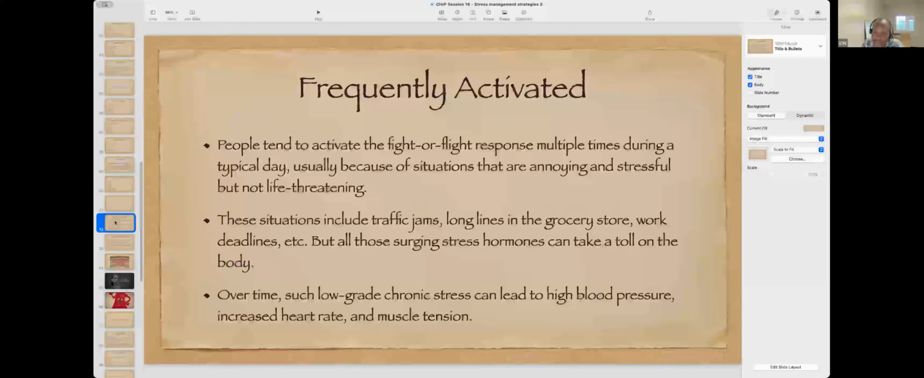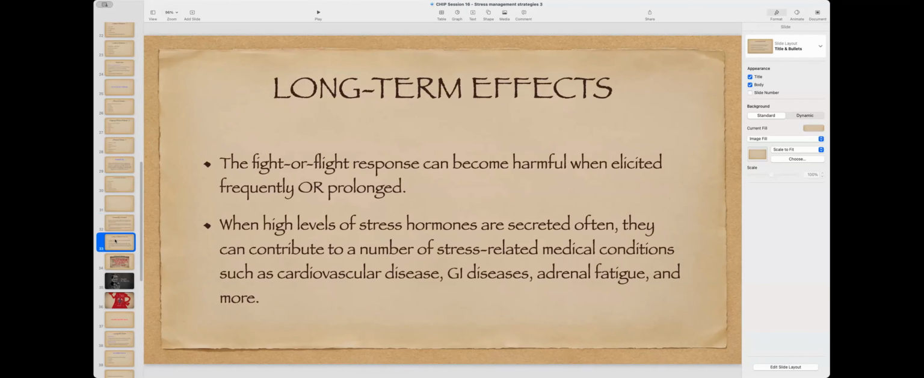These situations can include traffic jams, long lines in the grocery store, work deadlines, and so on and so forth. Or people misunderstanding you. You have good intentions. Some people think that this person had ulterior motives, when indeed you did not have. But all those things, the stress hormones that are surging through the body actually have a toll. So over time, such low-grade chronic stress can lead to persistent high blood pressure. The heart rate can actually remain raised, and you can have continued muscle tension.